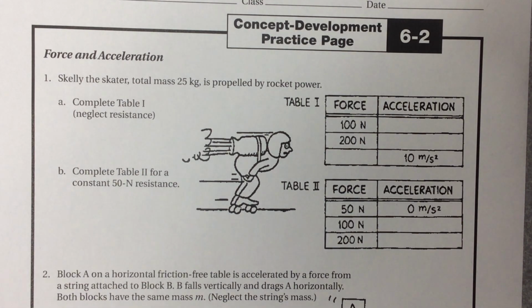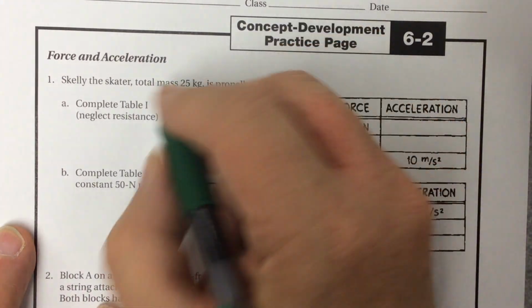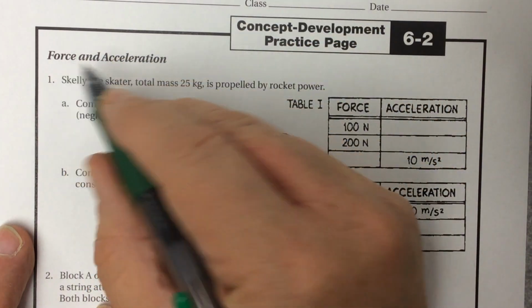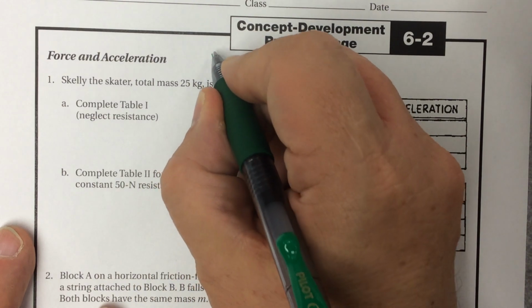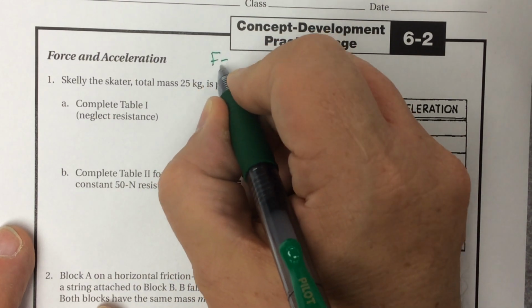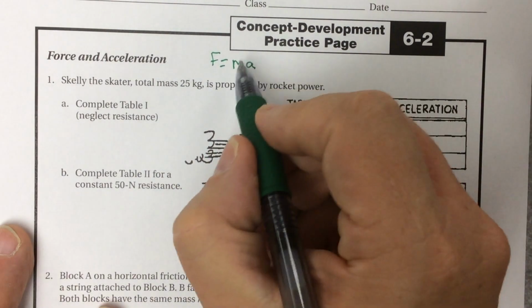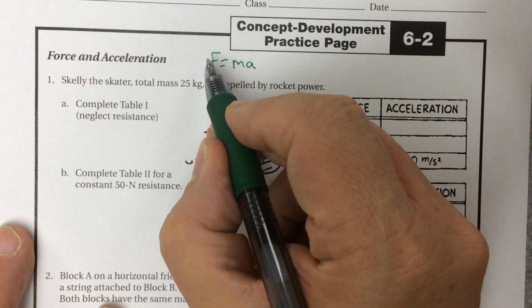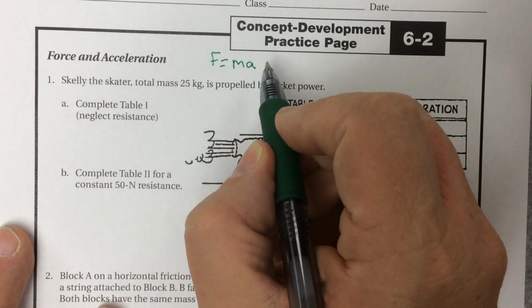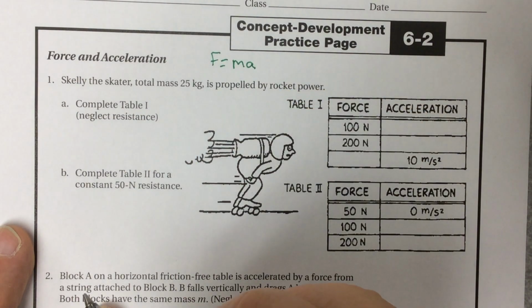Welcome back, everybody. We are in Newton's second law today. Newton's second law is dealing with force and acceleration, and it's an easy formula. F equals ma. So mass times acceleration is force. Force divided by mass is acceleration. Force divided by acceleration is mass.